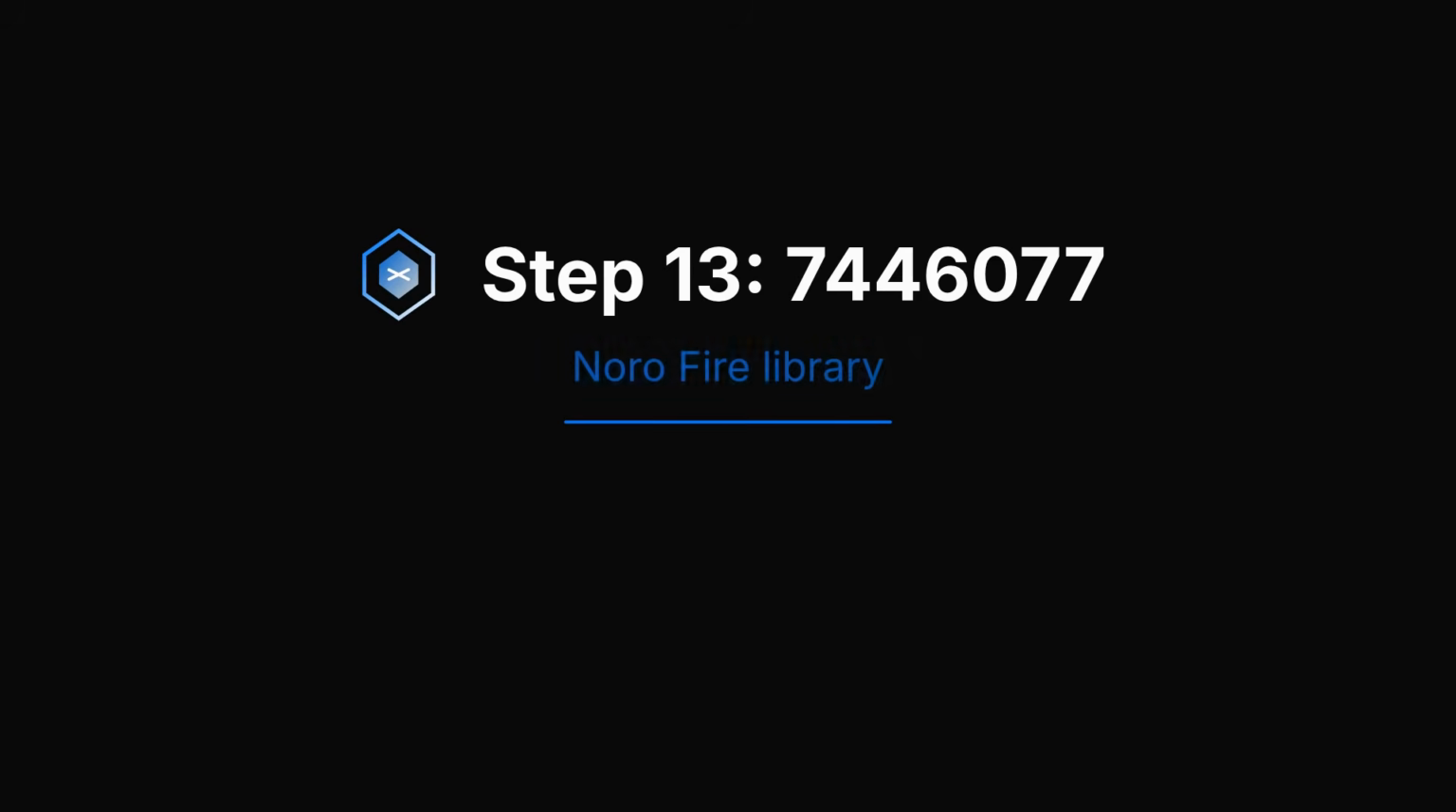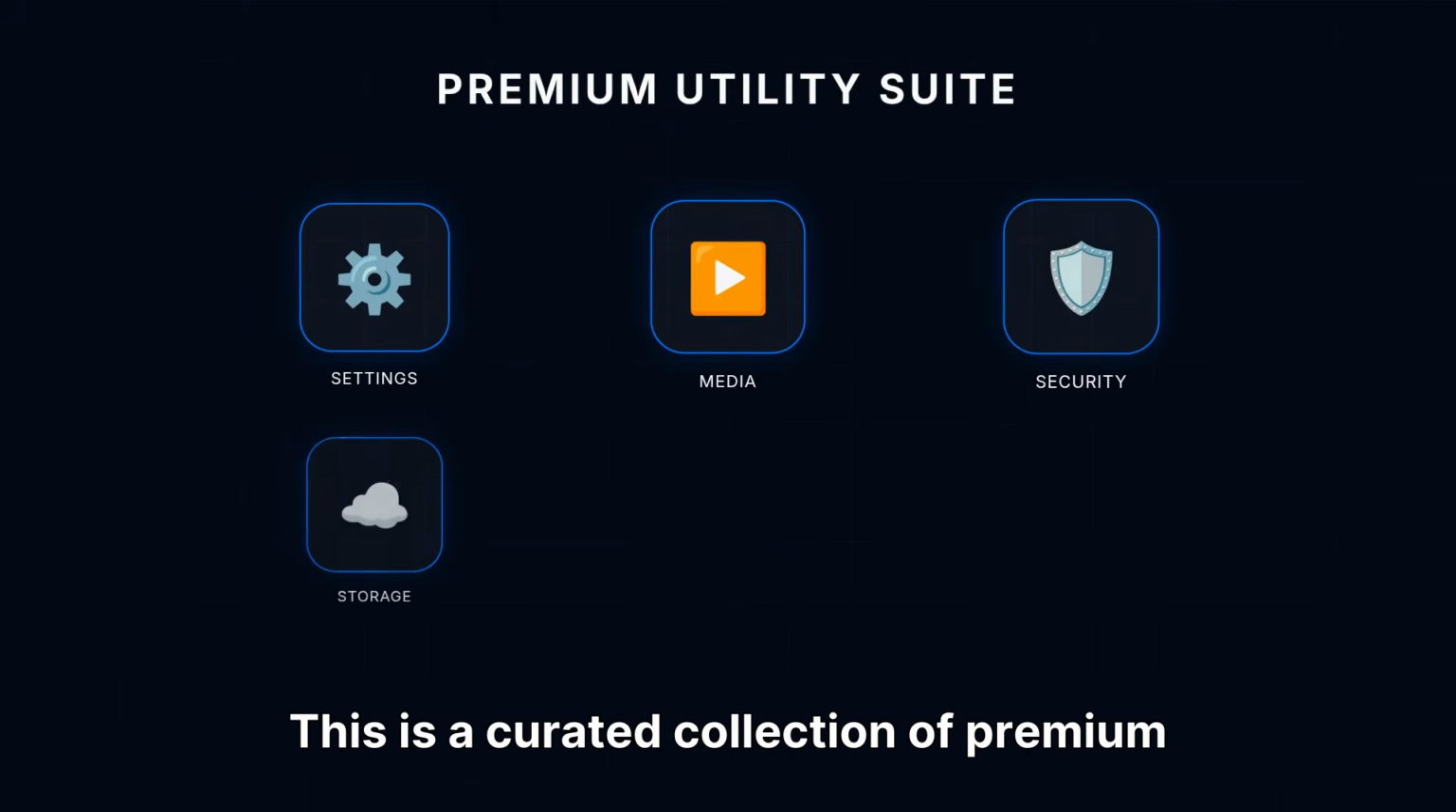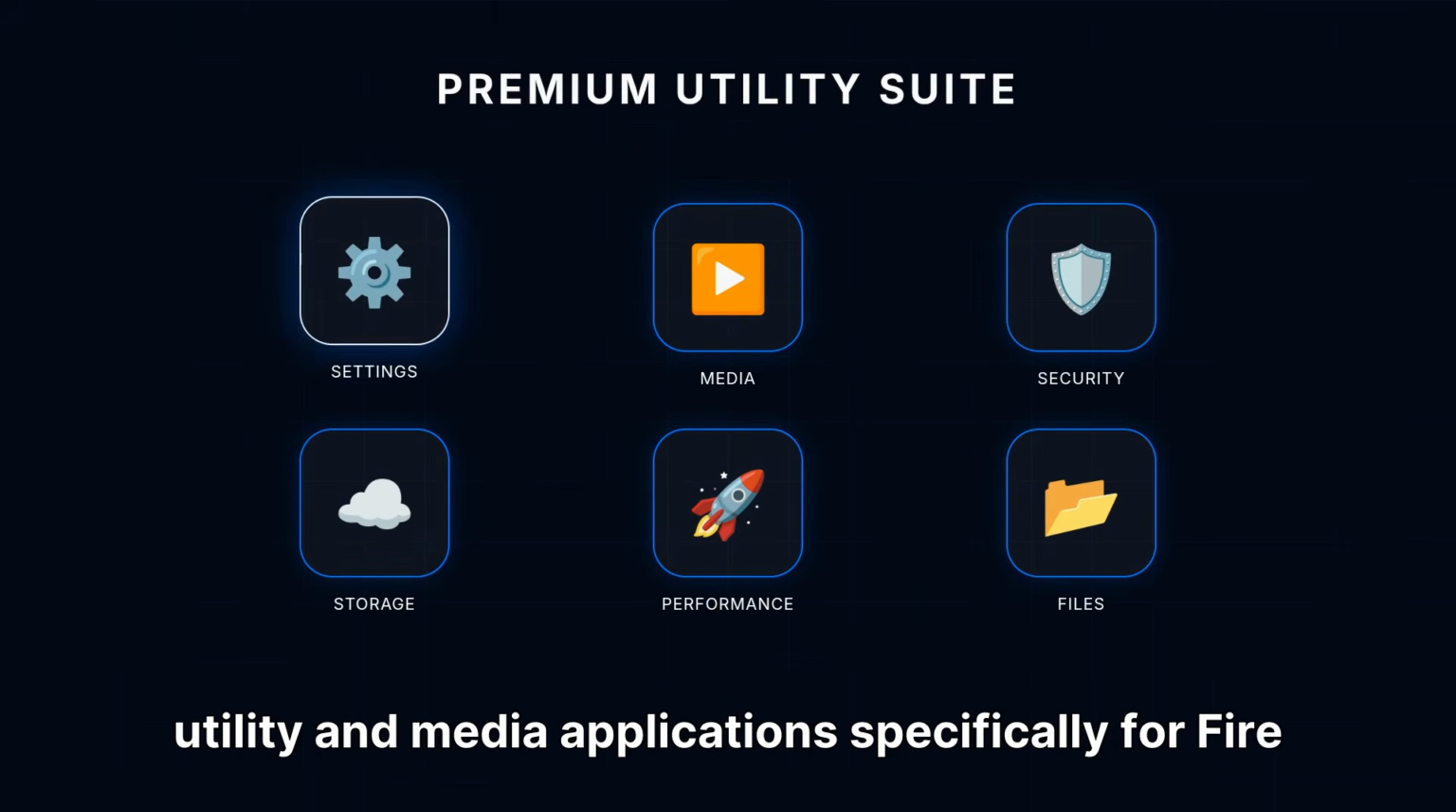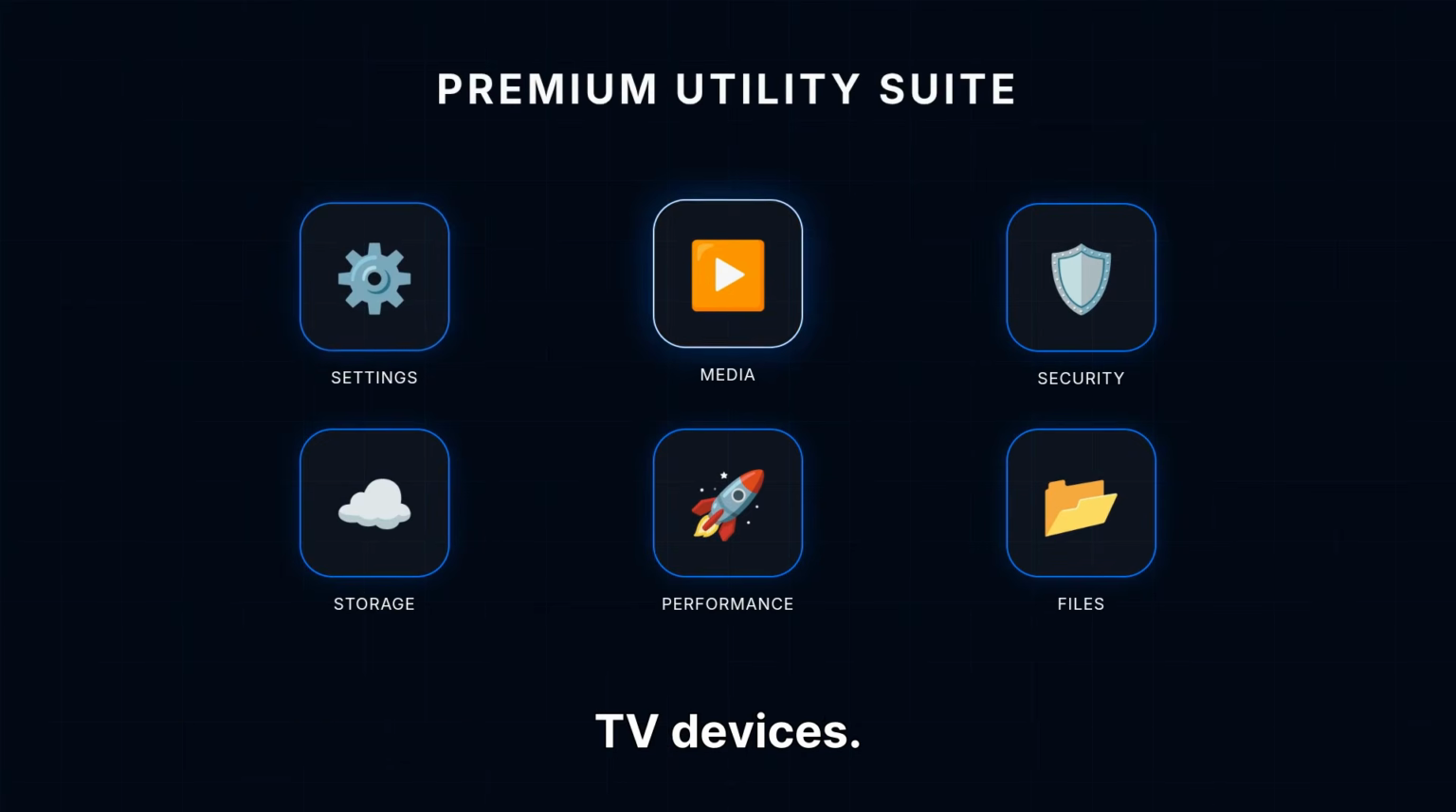Step 13. Input code 7446077 for the Noro Fire library. This is a curated collection of premium utility and media applications specifically for Fire TV devices.